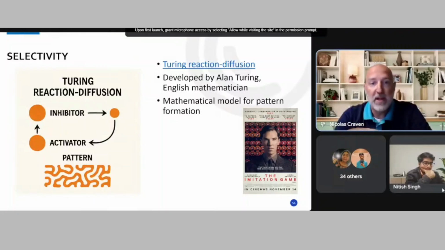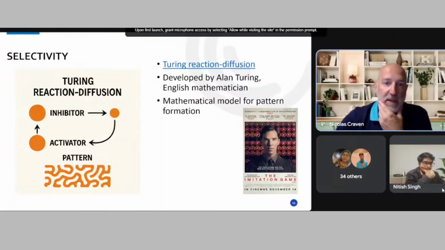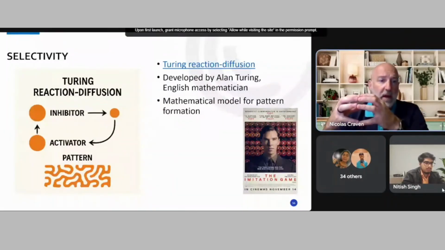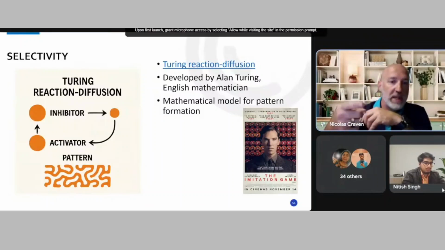But he developed a mathematical model that helped explain pattern formation. I have a video for it, but I can try to send a link to the video at a later date. But basically what happens is you have an activator that creates more activators, and it spreads out and diffuses across an area, but then it also creates inhibitors.